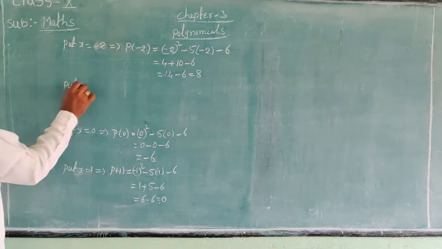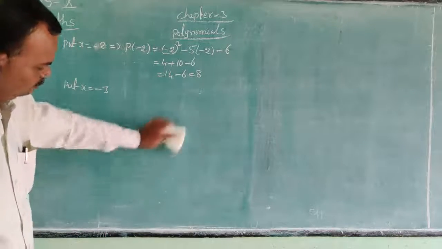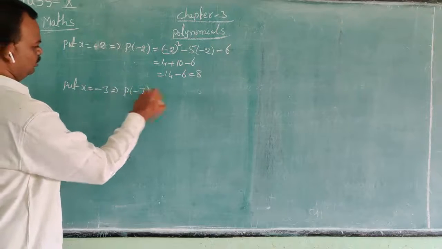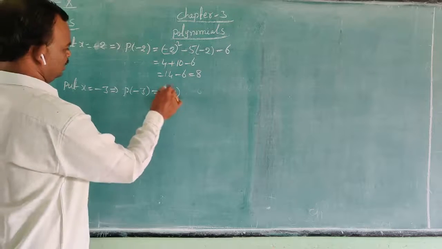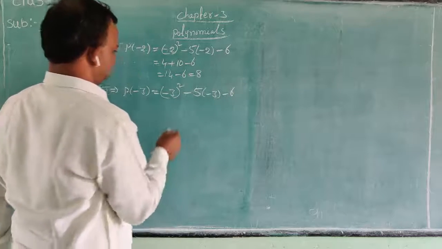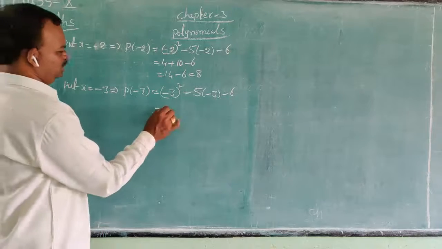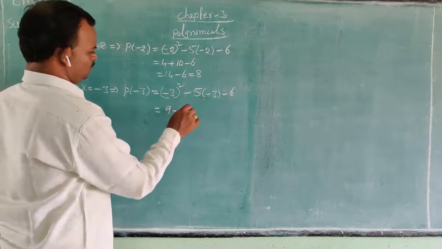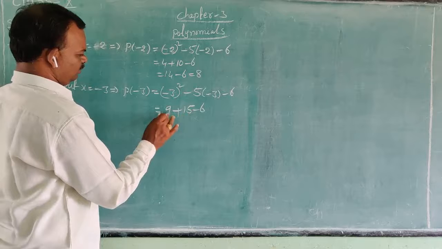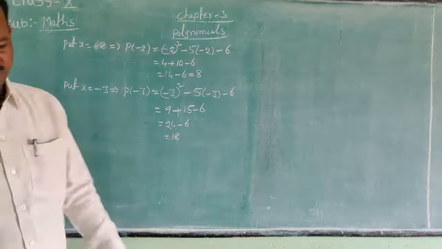And the next one is put x is equal to minus 3. That implies p of minus 3 is equal to minus 3 whole square minus 5 into minus 3 minus 6. That is equal to minus 3 whole square is 9, minus into minus plus 5 3s are 15, minus 6. 15 plus 9 is 24, minus 6. That is equal to 18.